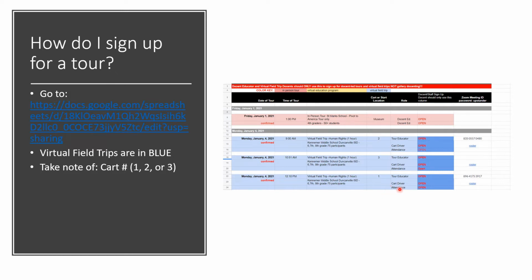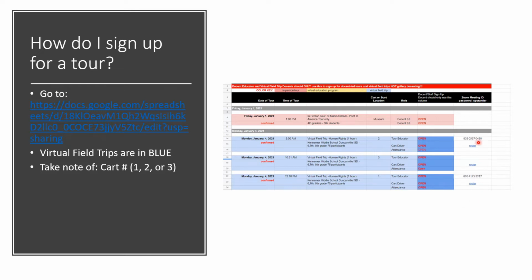And in this row here, we have the sign up. I guess the next 2 rows are considered the sign up. So you can see what position and whether that position is open for new signups. So on this tour on January 4th, we have our tour educator position open. Once you are evaluated and ready to begin your virtual field trip educating, you will simply click on where it says open and type your name. This ensures that you are signed up for that particular virtual field trip.